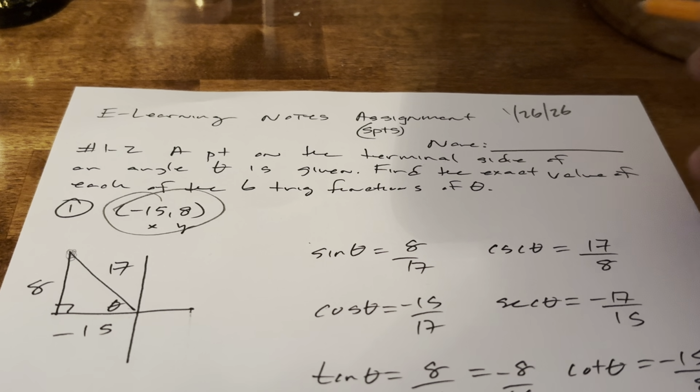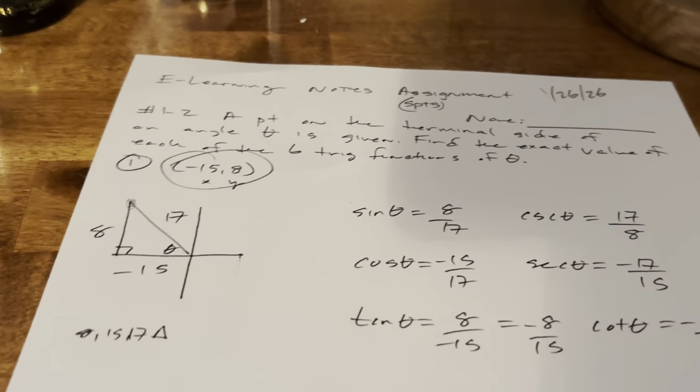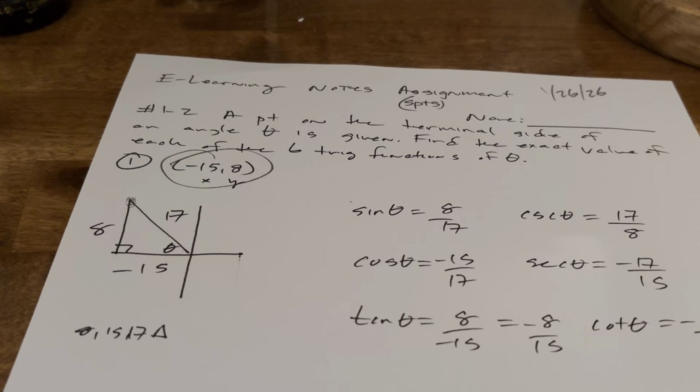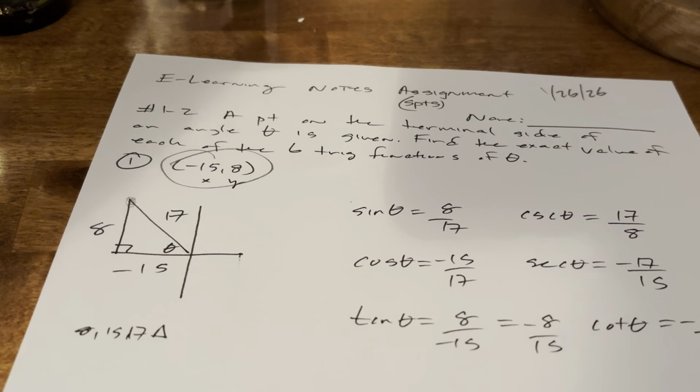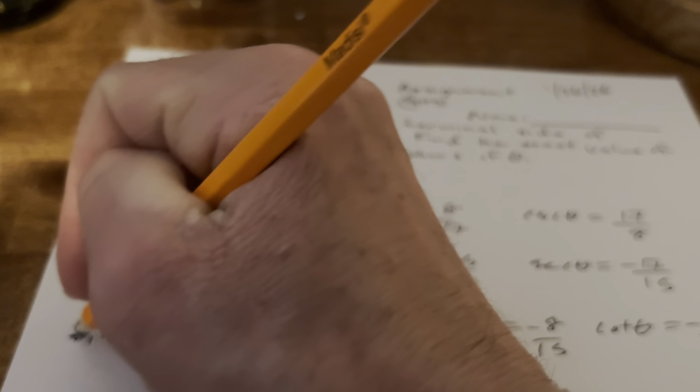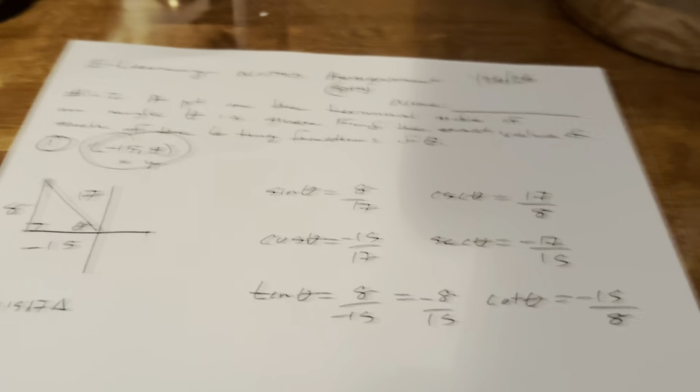All right, so this is an 8, 15, 17 triangle. You really need to have that memorized. If not, you got to do 8 squared plus a negative 15 squared is equal to h squared. But as pre-calculus students, there's really no reason we can't remember an 8, 15, 17 triangle. This is a Pythagorean triple from geometry.